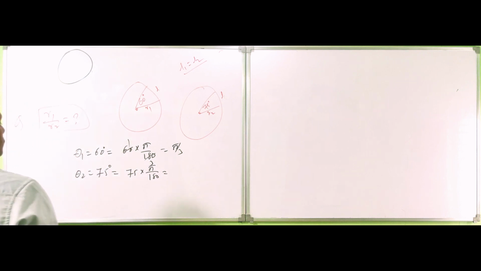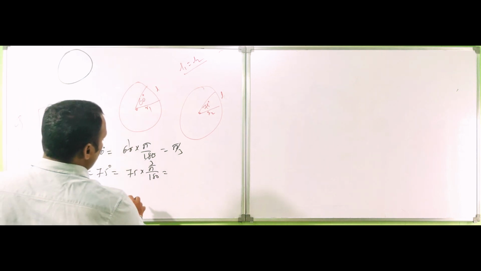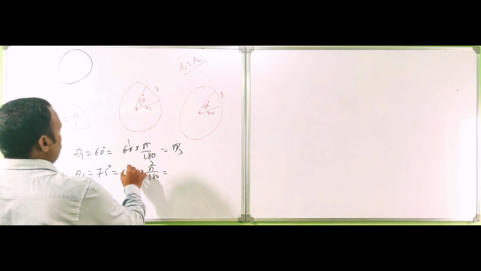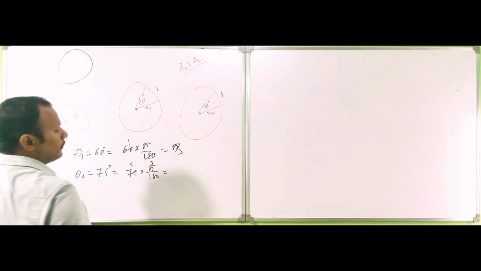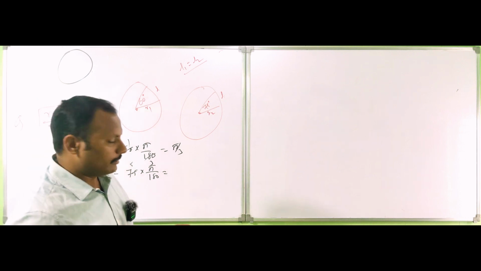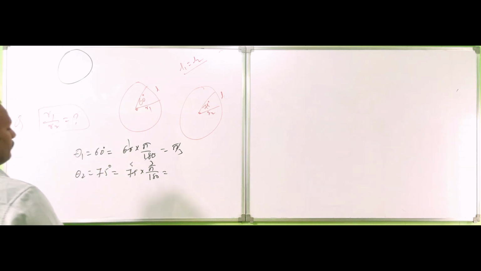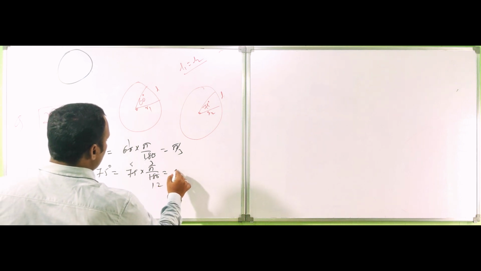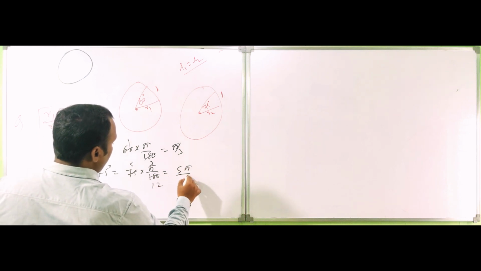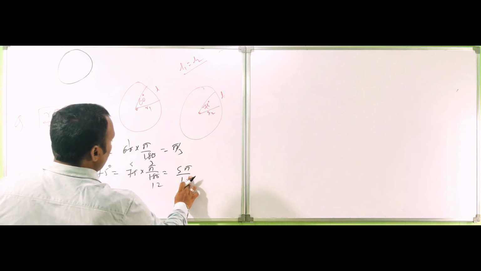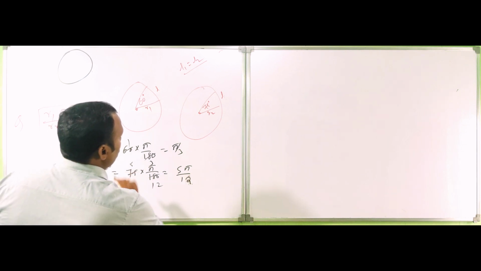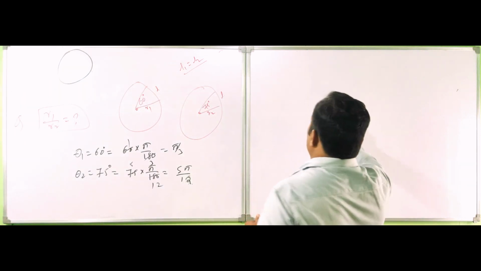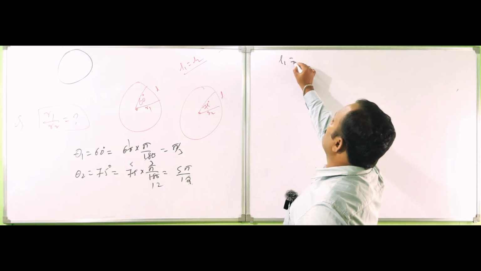So this becomes 5 pi by 12. Then the condition is L1 is equal to L2.